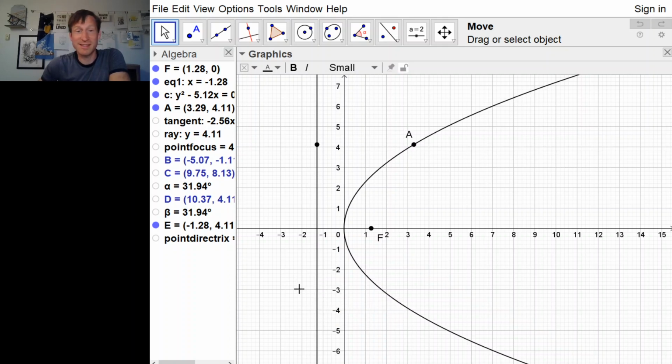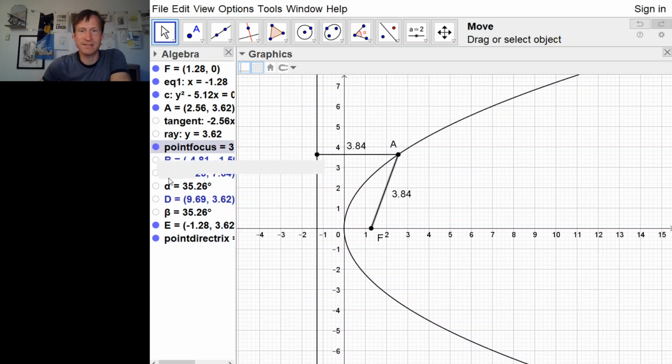Just to verify that this really is a parabola with this focus and directrix, we can use the defining property of a parabola, which is that for any point on the parabola, which point A up here is going to be our stand-in point, the distance from that point A to the directrix, which is this line segment right here, is equal in length to the distance from the point A down to the focus, and that's this distance here. You can see for this particular point, these two distances are the same. They're about 3.84, rounded to 2 decimal places.